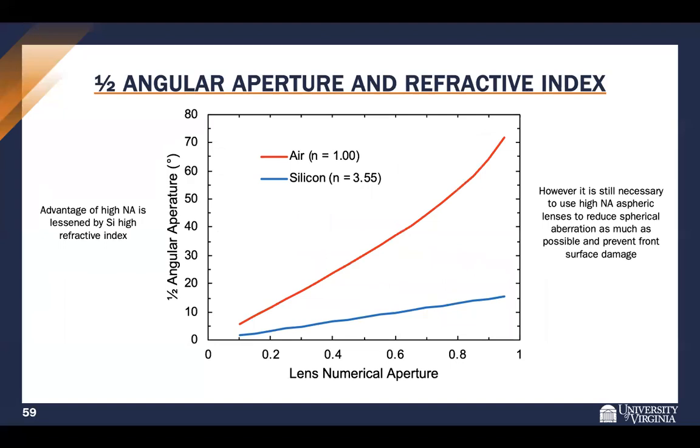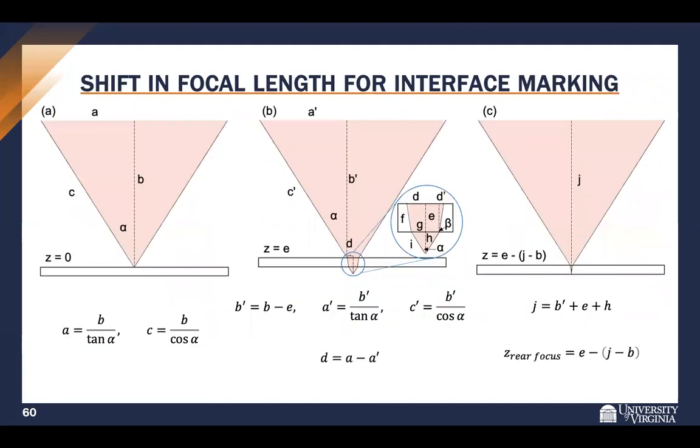You also want to look at the half angular aperture and refractive index. As you increase your lens numerical aperture, you increase your half angular aperture, which is useful for getting a tight depth of focus and really just injecting the energy where you'd like to. However, this effect is lessened because you have to focus through silicon, which has a high refractive index, and it'll reduce your half angular aperture pretty substantially. However, it's still necessary to use these high NA aspheric lenses because you want to reduce your spherical aberration as much as possible. And you also want to prevent any damage to your front surfaces or the bulk of the top wafer as much as possible.